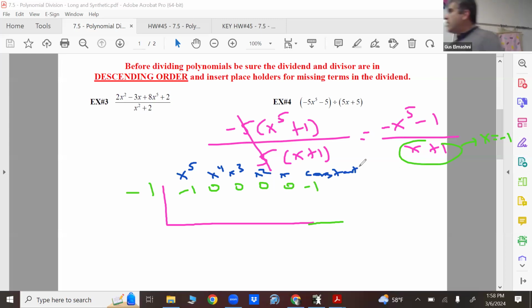Okay. Guys, quiet, please. So here's what I did. Take the coefficient of the leading term, which is -1. And then any term that gets skipped over, you put zeros as placeholders: no x to the 4th, no x cubed, no x squared, no x. So 0, 0, 0, 0. And the constant at the end is -1. Then whatever makes this 0, that's what you put on the outside for synthetic division, because the assumption is you're factoring out x plus 1.